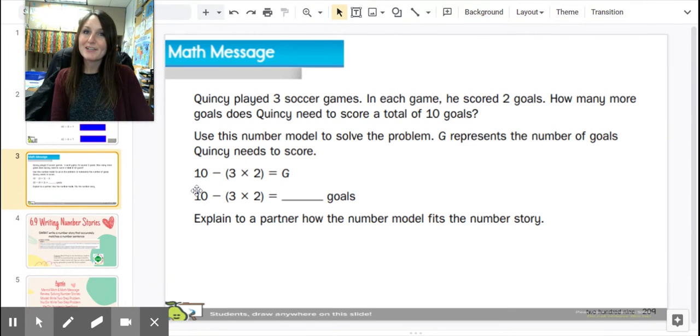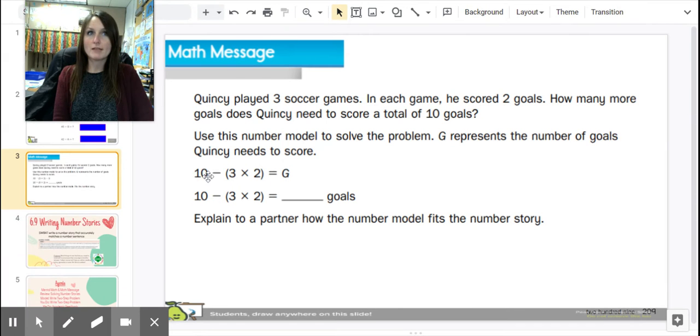All right, and then here is a math message. Okay, it looks a little lengthy, but I think you'll be able to solve it. It says Quincy played 3 soccer games. In each game, he scored 2 goals. How many more goals does Quincy need to score a total of 10 goals? It says, how many more? What does that mean?